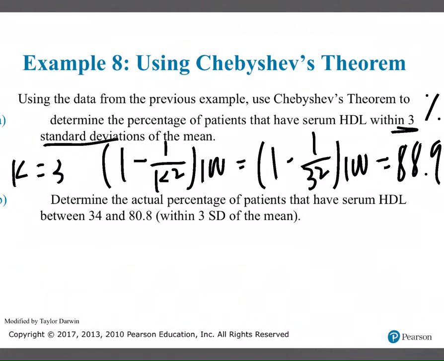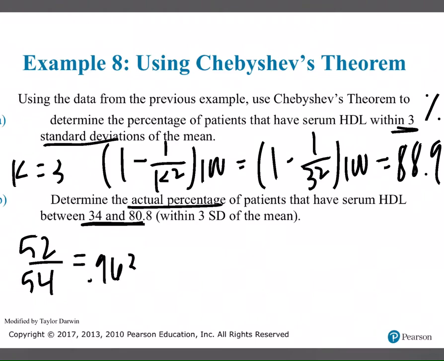And then it says determine the actual percentage of patients who have serum HDL between 34 and 80. So this is the one where we go back to the data and we circle and we count however many out of 54 total patients. And 52 out of those 54 patients had a serum level between 34 and 80.8. I get 0.963, and as a percent, that's 96.3%. So it's pretty close to the actual percentage.